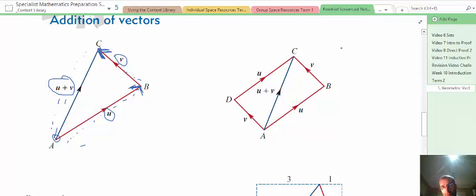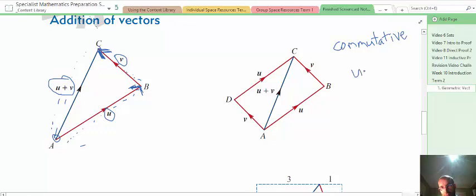Vector addition is commutative. From your early work you might know that commutativity, of addition anyway, is where you add things together, and if you change the order of the addition, the result is still the same. So u plus v equals v plus u. We can show that in a number of ways.